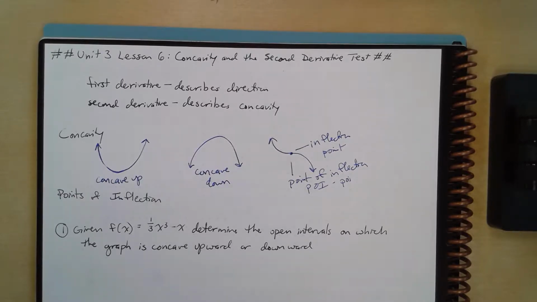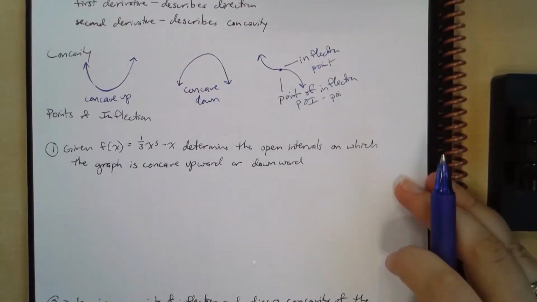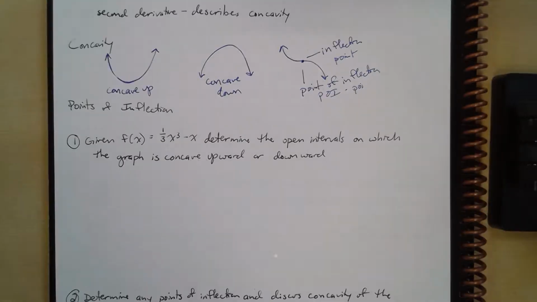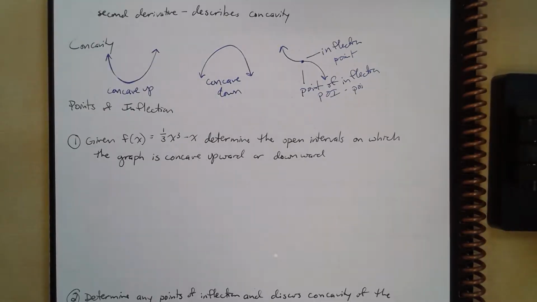So let's actually test for concavity here using the second derivative. We're going to use the second derivative to find out where our graph is concave up and concave down. So we are given that f of x is equal to 1/3 x cubed minus x, and we're asked to determine the open intervals on which the graph is concave upward or downward. This test is very similar to the first derivative test, except that now we're using the second derivative.